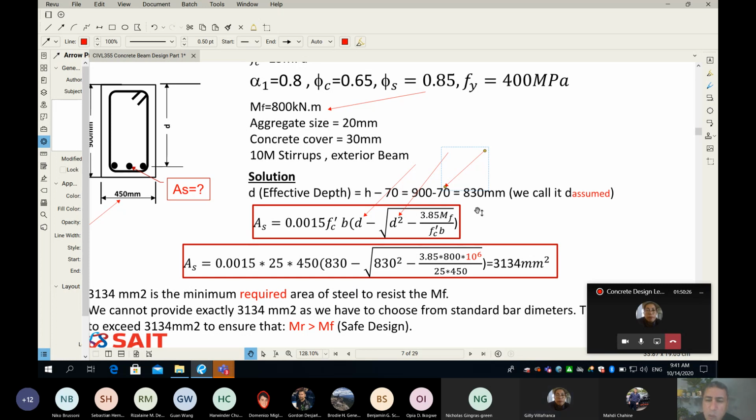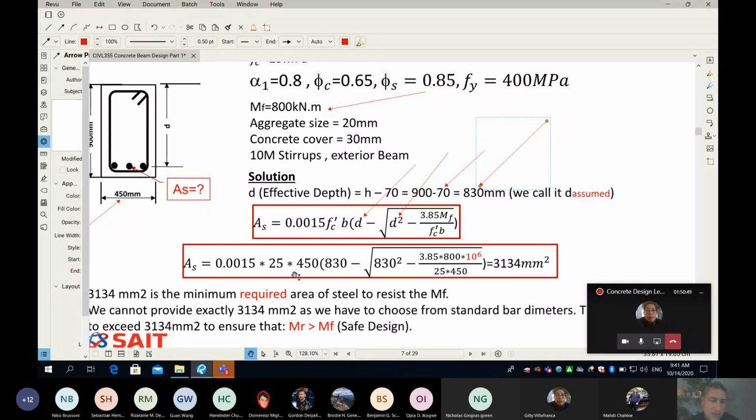Now, what happened is we got 830. Remember, I'm asking you, this 830 here, is it D actual or just D assumed for now? Exactly. For now, that's an assumption. And you will see how easy, once I make this little assumption, my life is super easy. I can find my area of steel.